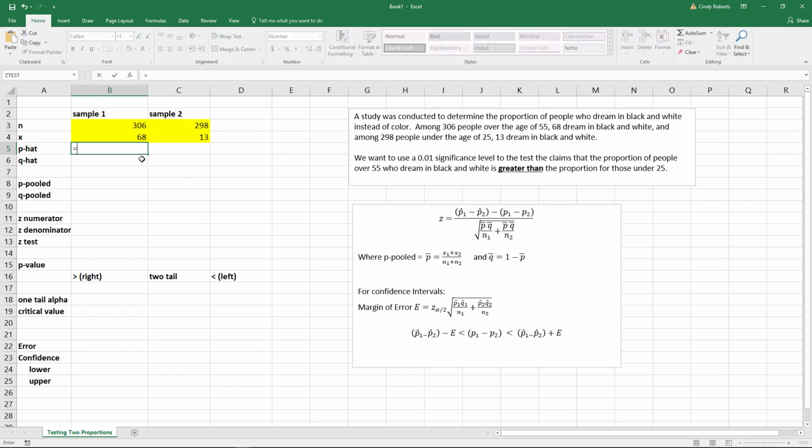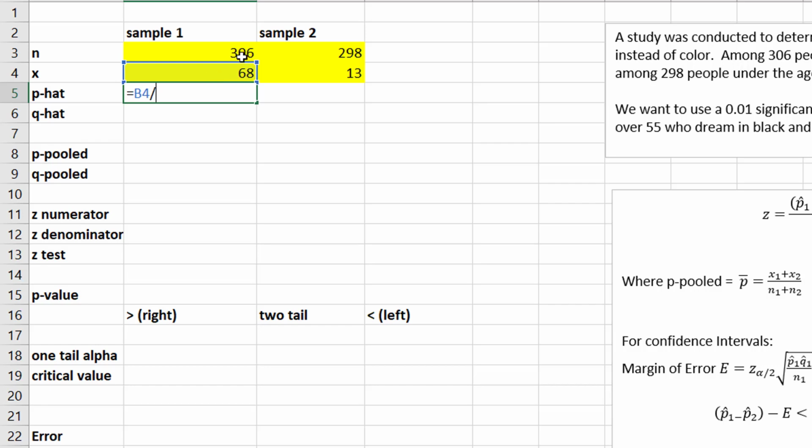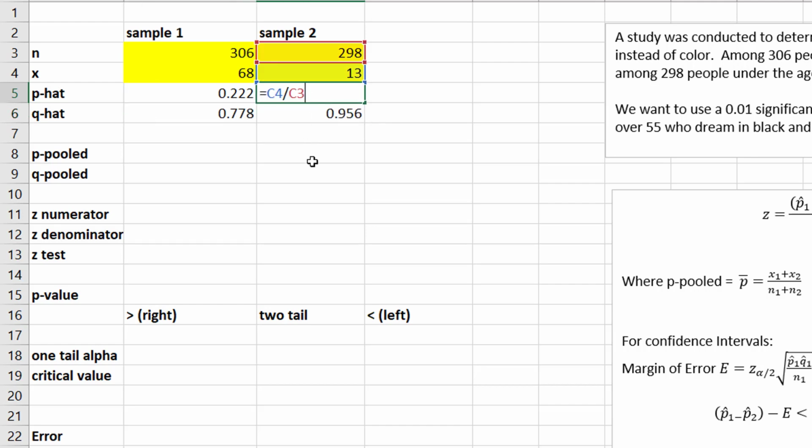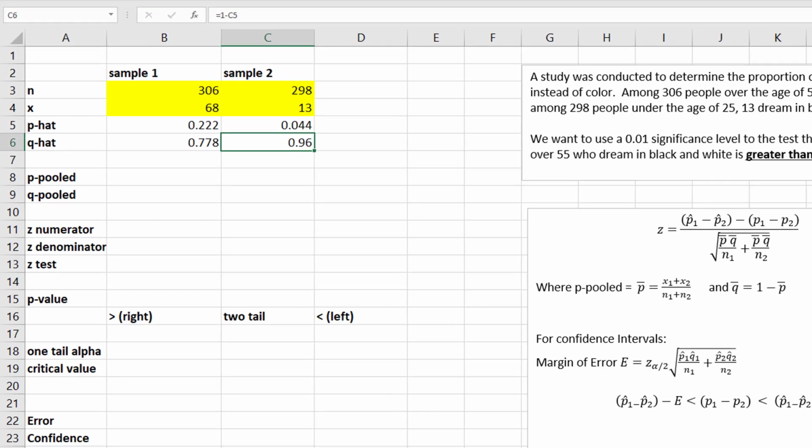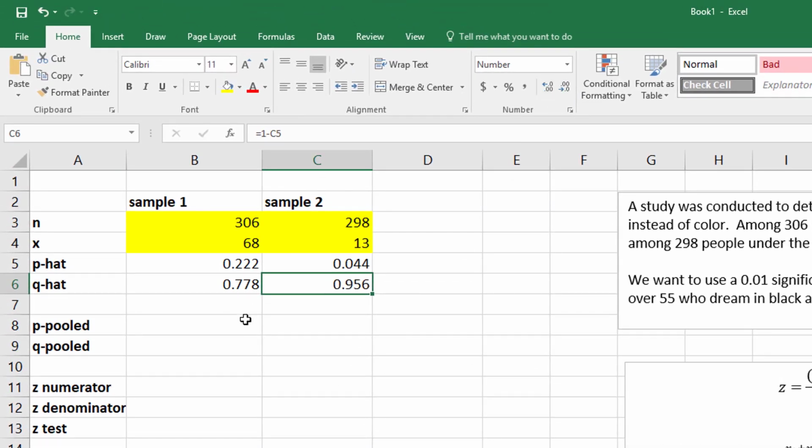So my p hat equals my x divided by my n. Do not forget to always start with an equal sign. My q hat is 1 minus my p hat. Then check this out. If I click and drag and highlight those two, and I notice the cursor changes from the fat white cross to a skinny black cross, I click and drag it straight across. What that does is copy the formulas. You could have typed them in, but this makes it quick. I should also mention up here, you can change the decimal places if you want to see more or less, and all that good stuff.